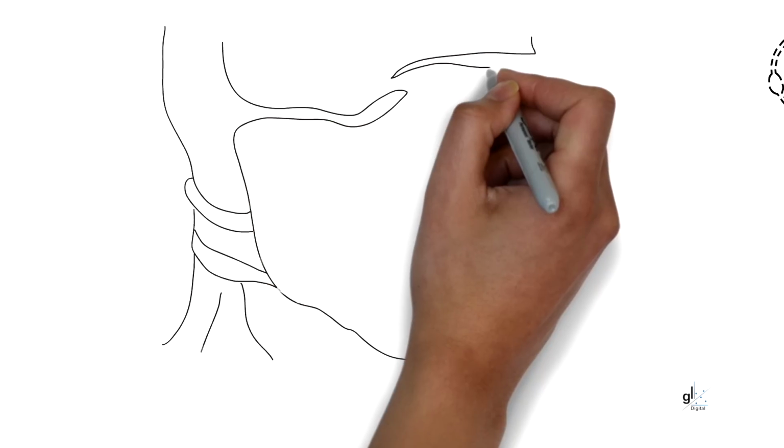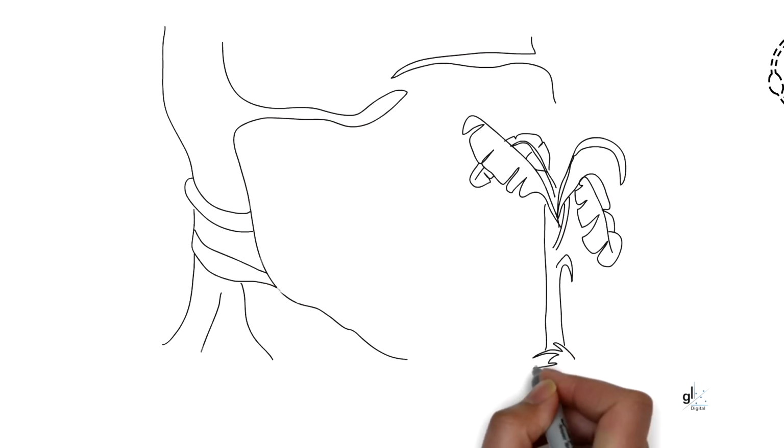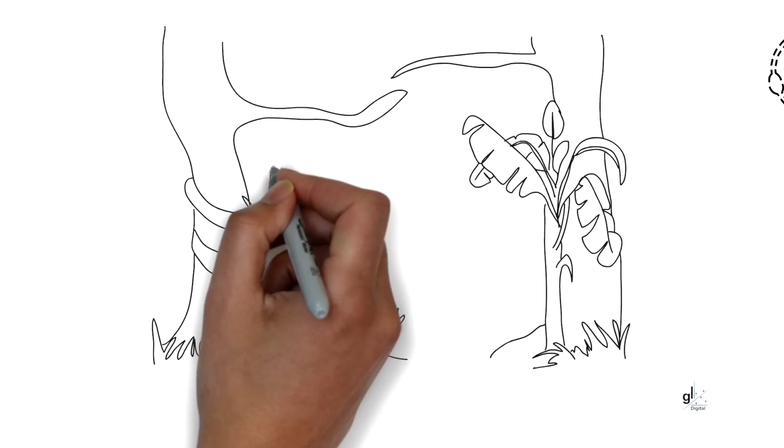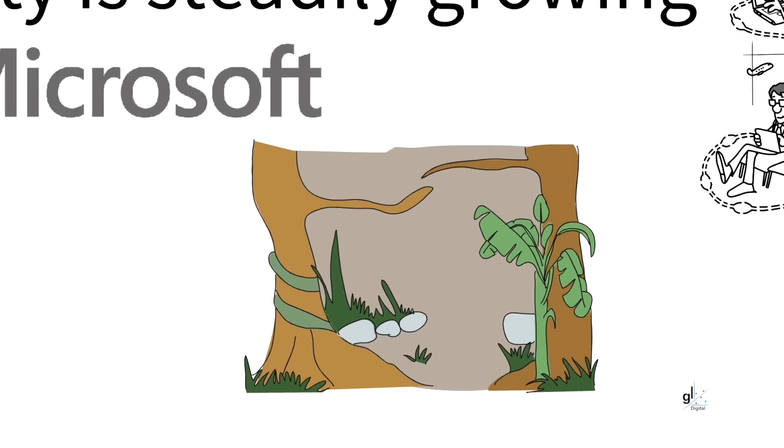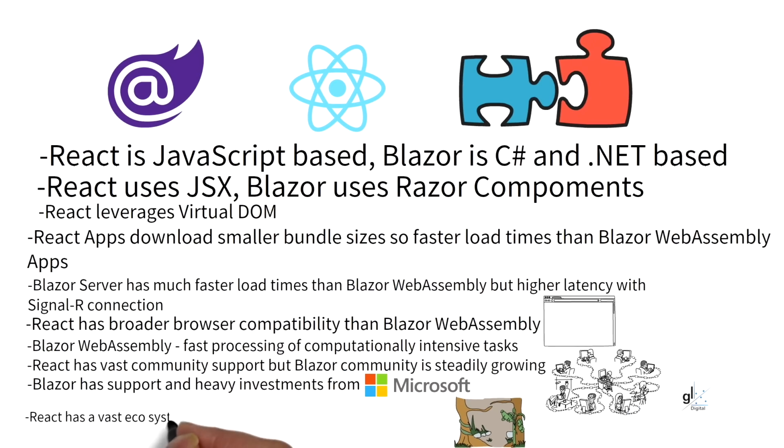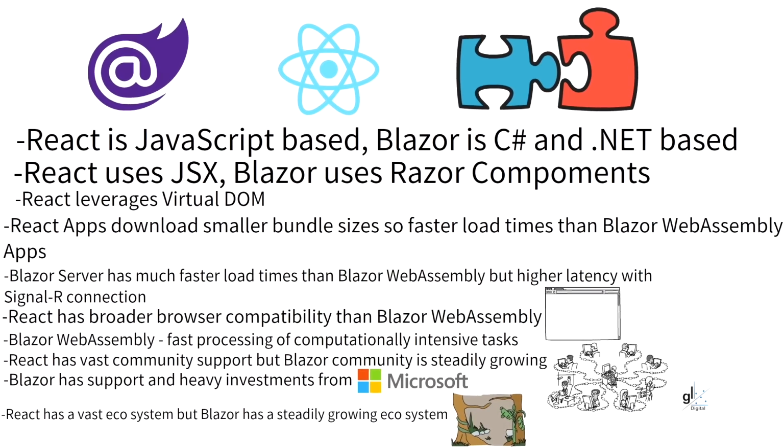React has a mature and vast ecosystem. This ecosystem provides numerous tools, libraries, and resources for developers to utilize in their projects. Blazor has a steadily growing ecosystem. The number of tools, libraries, and resources are increasing for developers to leverage in the creation of their Blazor applications.